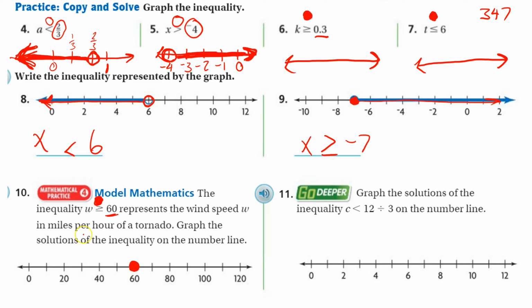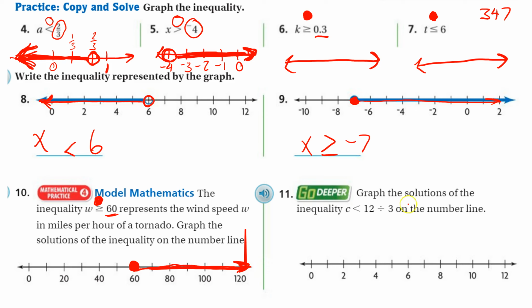Represents the wind speed W in miles per hour of the tornado. Graph the solutions of the inequality. So I already got where my dot is. I know it's at 60 and I know it's filled in. And W needs to be greater than. Greater than is to the right. So I shade to the right. So what this is showing is W can be 60 or anything to the right bigger than 60 on into infinity.